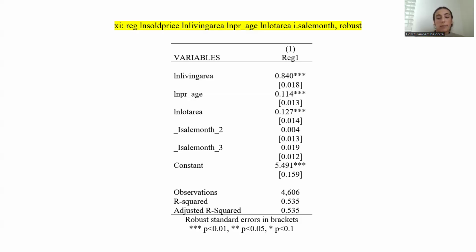We can see that our adjusted R squared is 0.535, which means that our regression explains 53.5% of the changes in sold price. The variables that I said were relevant have the asterisks, which means that the p-value is lower than 0.01, which is very good.